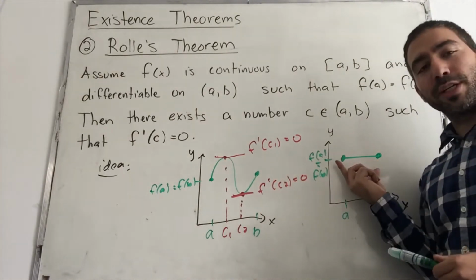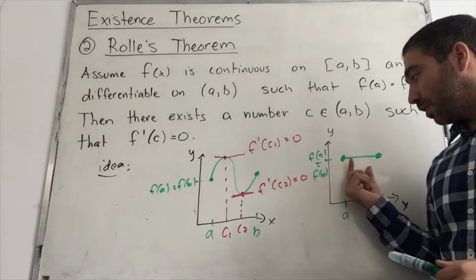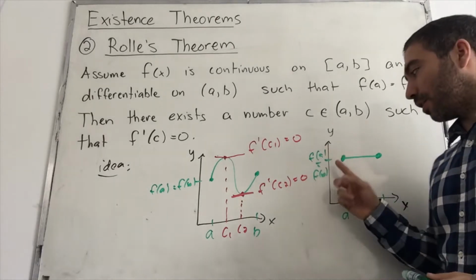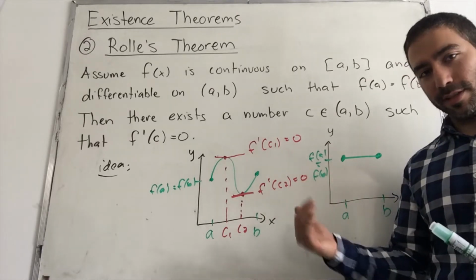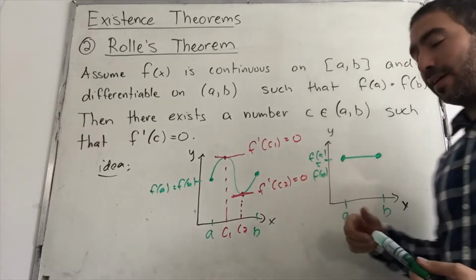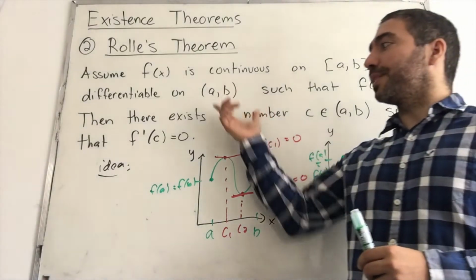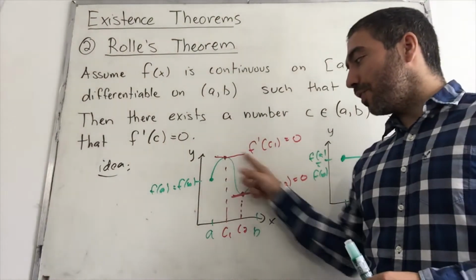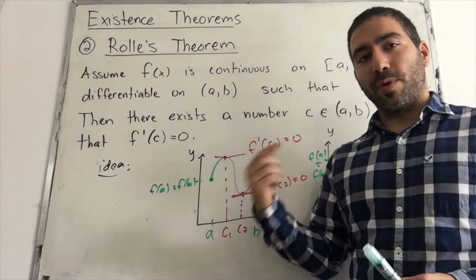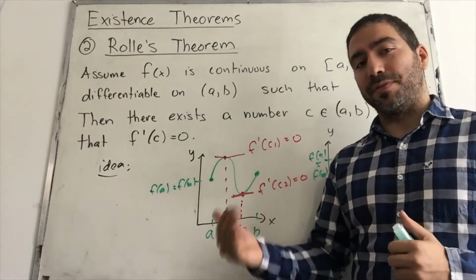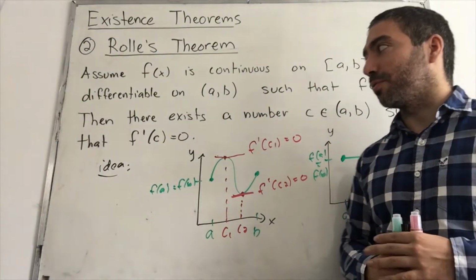Well, think about it. When you're connecting these 2 points with a line, all you did is create a constant function. And we know from the beginning of the semester that the derivative of a constant is 0. So any point that you take, because it's a constant, its derivative is going to be 0. So Rolle's theorem still holds for this straight line. No matter how you connect these 2 points, at some point there's going to be a c value where its derivative is equal to 0. That's Rolle's theorem. So let's go ahead and look at examples to apply Rolle's theorem.